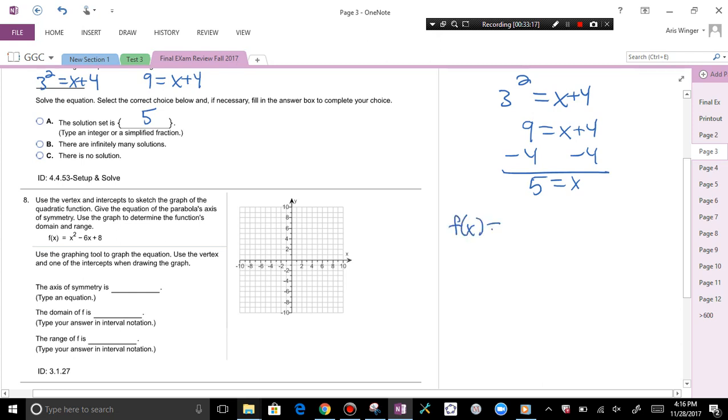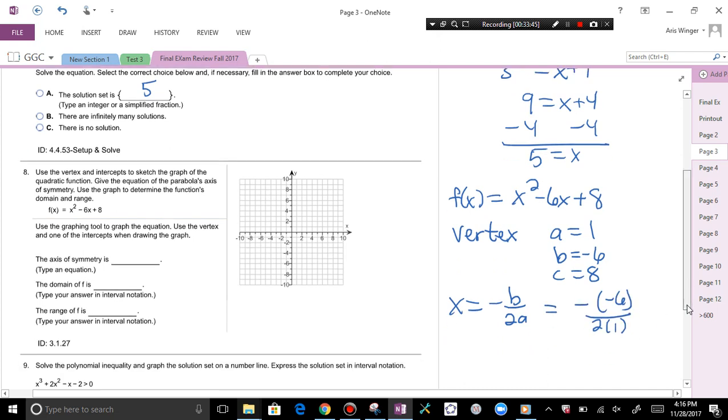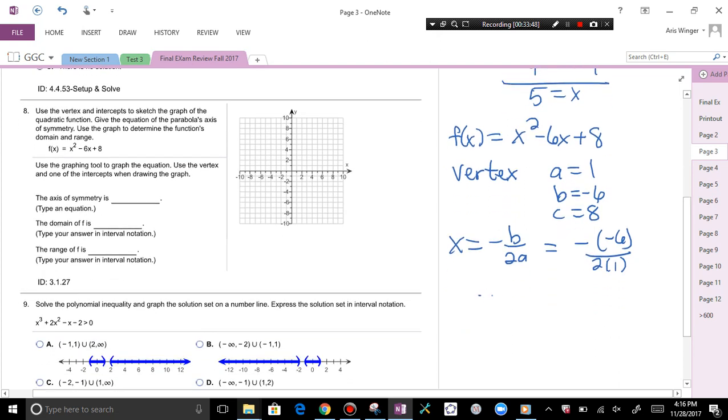F of x equals x squared minus 6x plus 8. The vertex is at negative b over 2a. A is 1, b is negative 6, c is 8. The x-coordinate of the vertex is negative b over 2a, which is equal to negative 6 over 2 times 1. So 6 over 2, the x-coordinate of the vertex is 3.